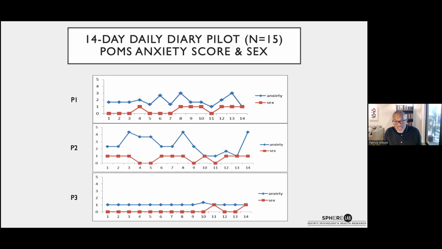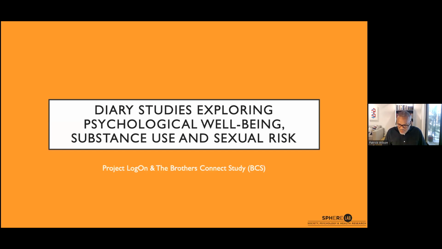P2 is the opposite of that, where if there's an uptick in anxiety, there might be less behavior that occurs. And P3, there is almost no relationship that you see there. Anxiety is stable, sex is pretty stable over time. Those are the kinds of things that I like to model and see what sort of shapes these types of patterns take. So I want to talk to you about 2 studies.